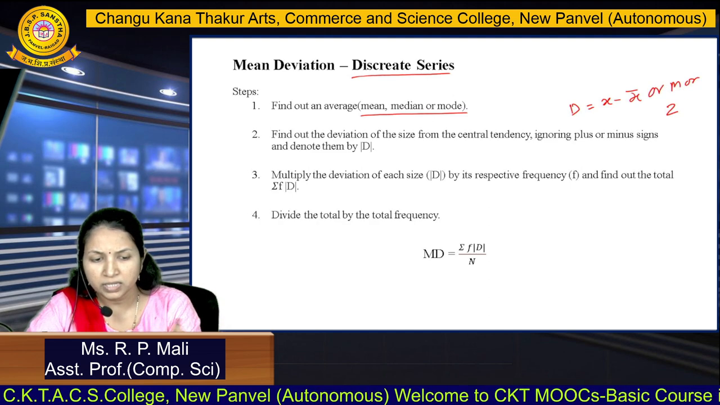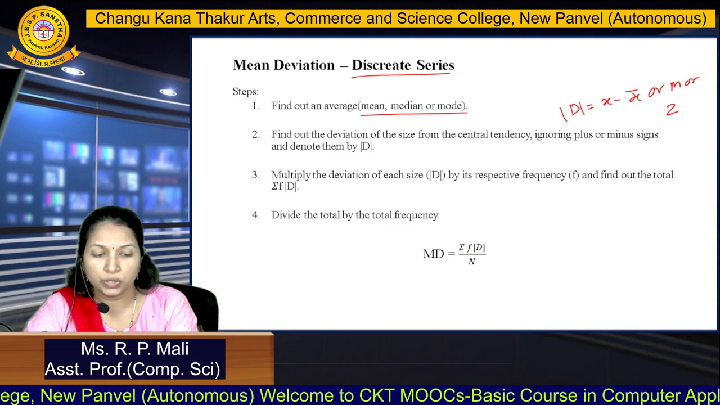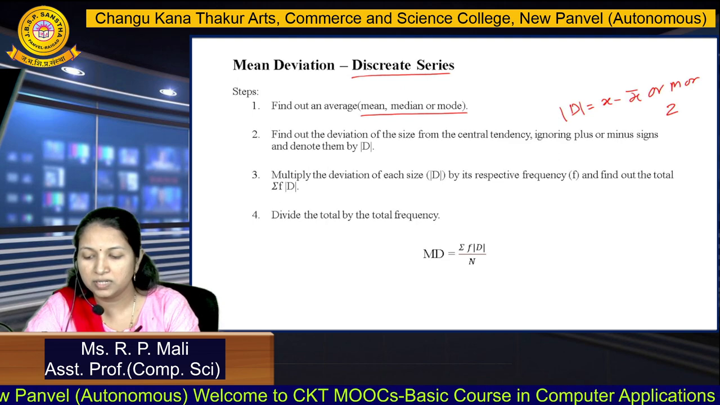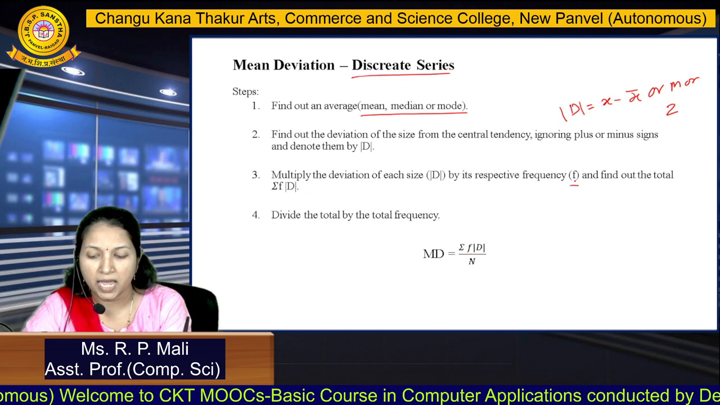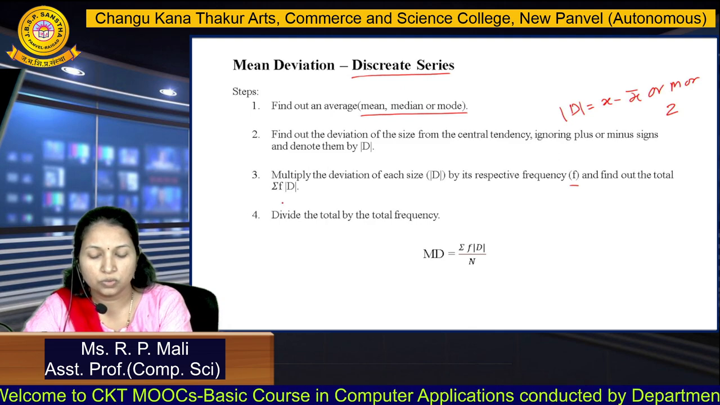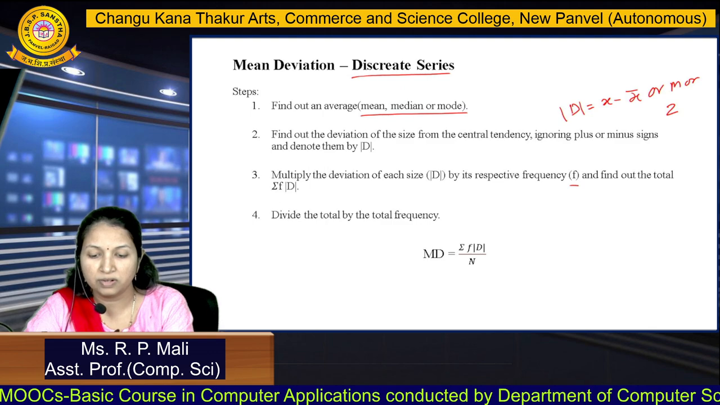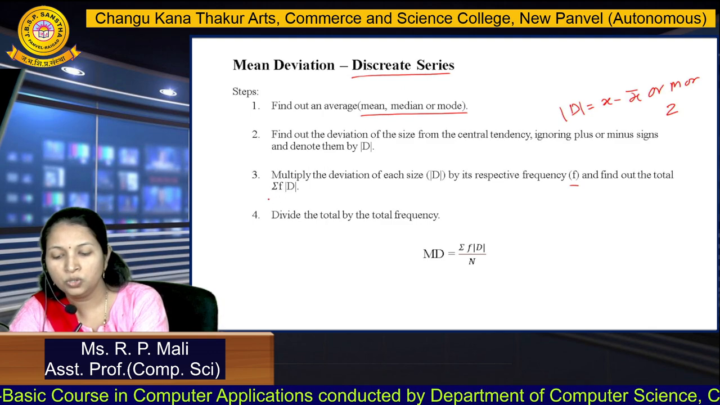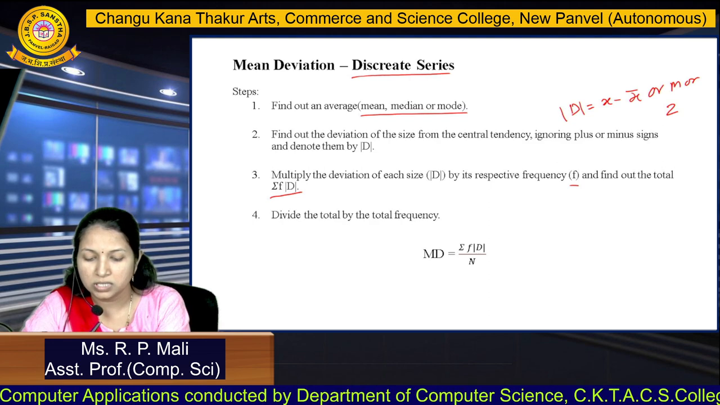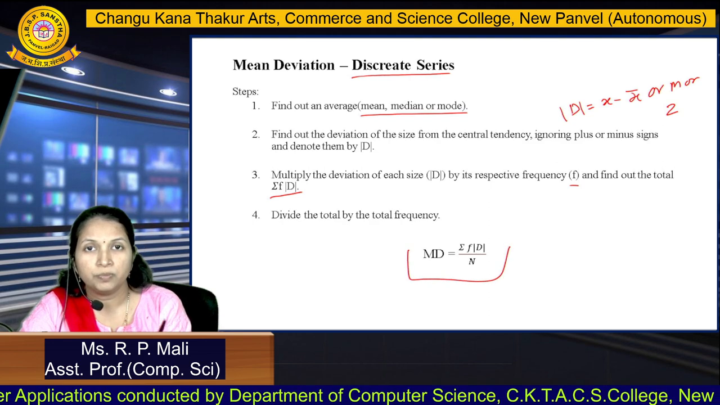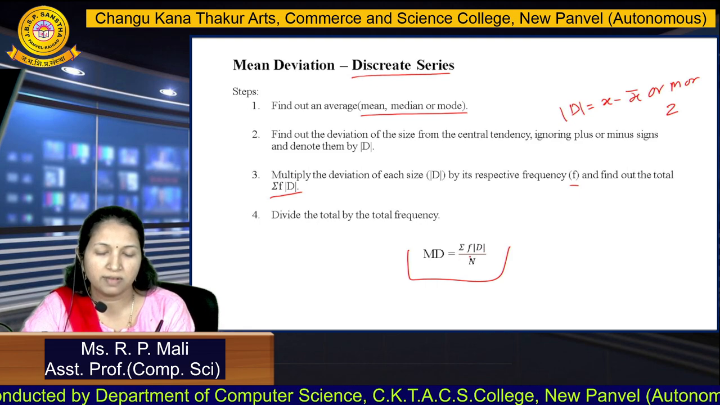After finding the deviation, you take the mod of it, meaning you ignore the signs. After that you multiply this deviation with f. So you find the f into mod d column. After finding the f into mod d column, you find the summation of that column. After finding the summation, you apply this formula: the mean deviation is equal to summation of f into mod d divided by n.